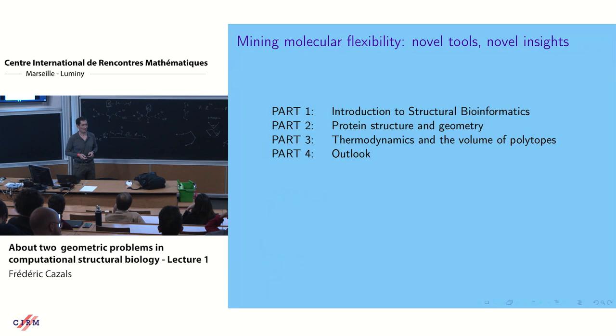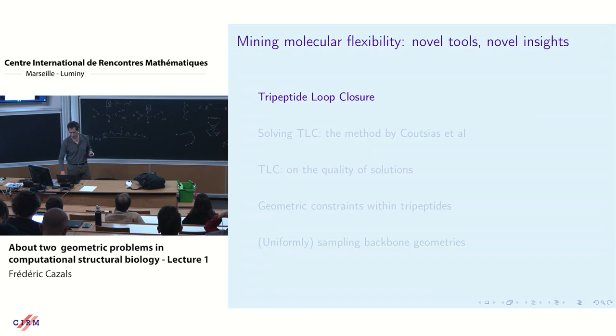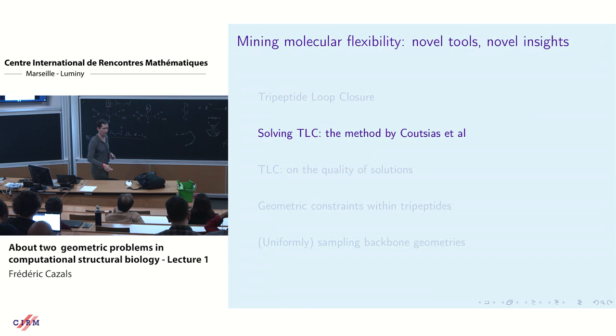Okay, so the first geometric problem out of the two is in fact the so-called tripeptide loop closure problem. And so here, I have four sections. First of all, I'll be presenting a construction by Koutsias and others. This is a paper which was published in 2004 after a long quest, like 15 years, from a number of applied mathematicians to understand the geometry of this problem.